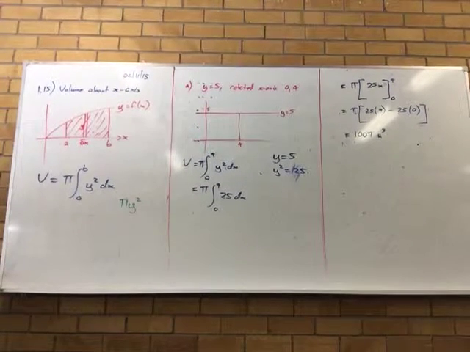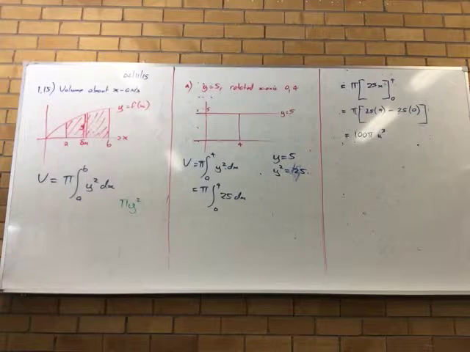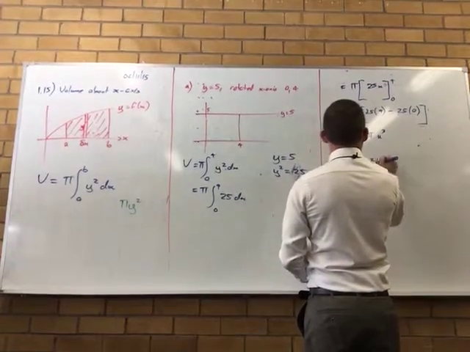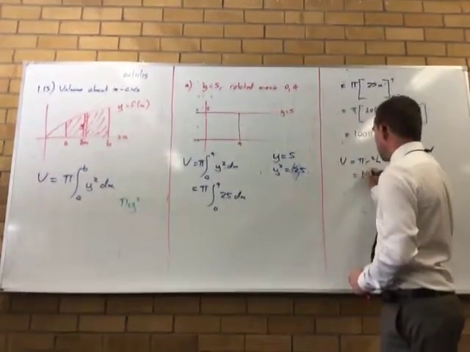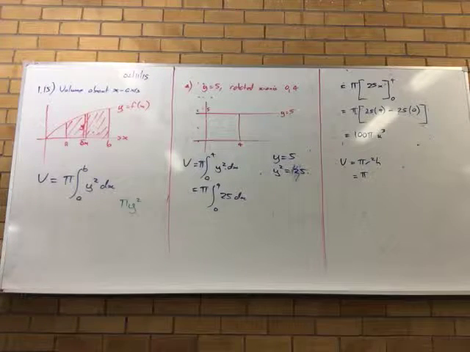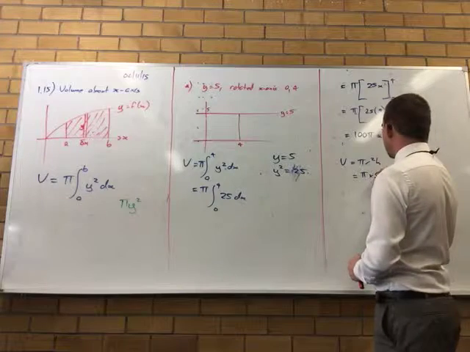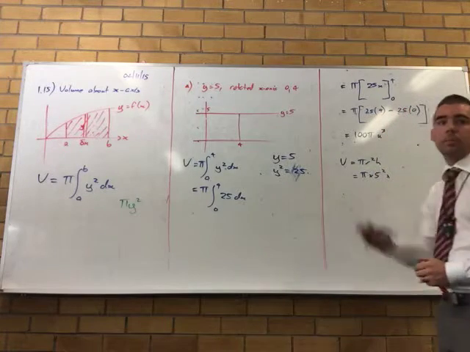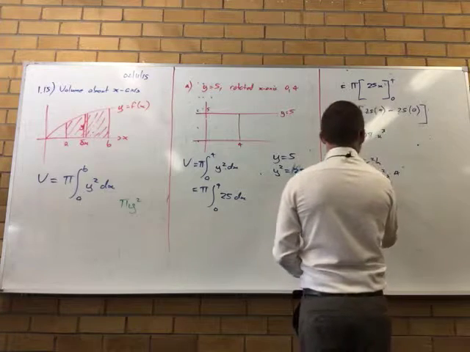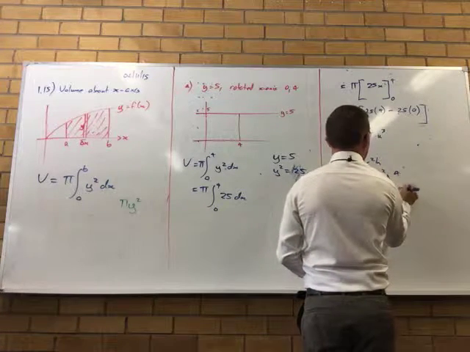Right, who remembers the formula for the volume of a cylinder? Yep. So the volume is pi r squared height. What's the radius? 5. Yep, 5 squared. And what's the perpendicular height? 4. Pi times 25 times 4.